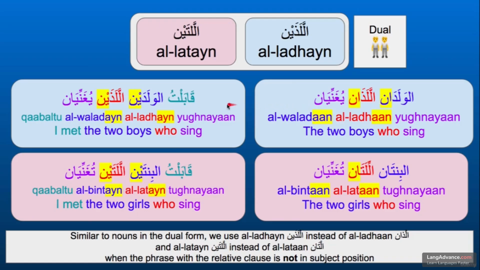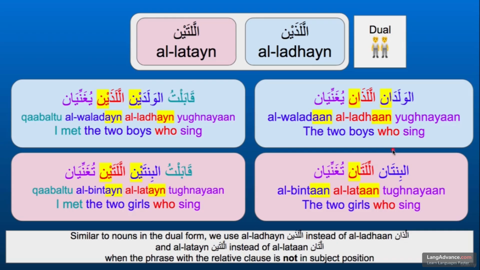And now when we put it in an object situation, like I met the two boys who sing, we say قابلت الولدين اللذين يغنيان. قابلت الولدين اللذين يغنيان. I met the two boys who sing. And notice here, instead of الولدان we say الولدين, and instead of اللذان we say اللذين, because the relative clause and the noun before it are in the object position in the second sentence.